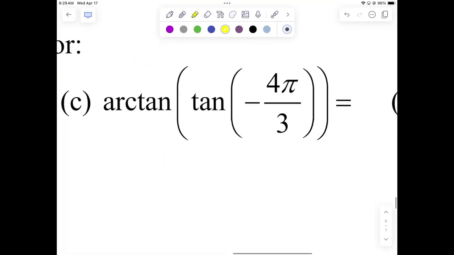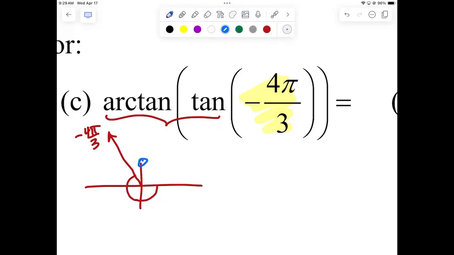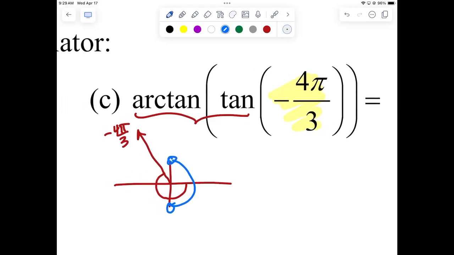Okay. How about this one? Arctangent of tangent of negative 4 pi thirds. We're starting with an angle, aren't we? We have inverses, which is good. But where does negative 4 pi thirds live? Ugh. Quadrant 2. It lives over here. It's negative 4 pi thirds. Yeah, it's going clockwise. Now, is quadrant 2 in the PVR? No, the PVR is this right here. So we do the same thing we did for arc sine and arc cosine. In quadrant 2, is tangent positive or negative?